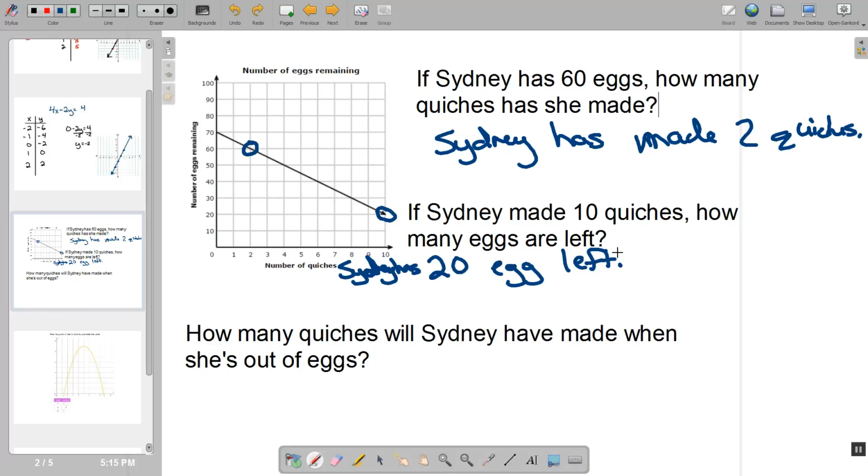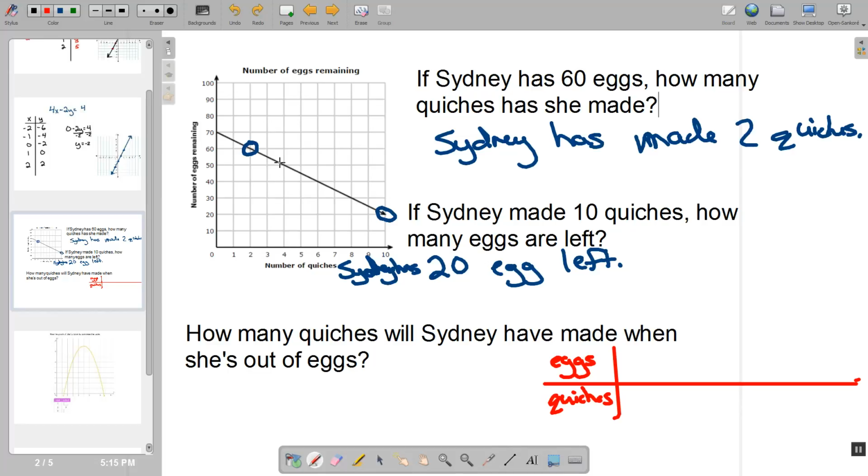Now the tough question. How many quiches will Sydney have made when she's out of eggs? And I look at my table and I go, uh-oh, that is not actually on the table at all. So we're going to have to use a little bit of critical thinking. And if you remember from last section, I'm always going to say, make a table. So let's make a table from here. So I'm going to have eggs on one column and then quiches on the other. Okay? So here's my table. And let's fill this out with a few values that we worked with here.